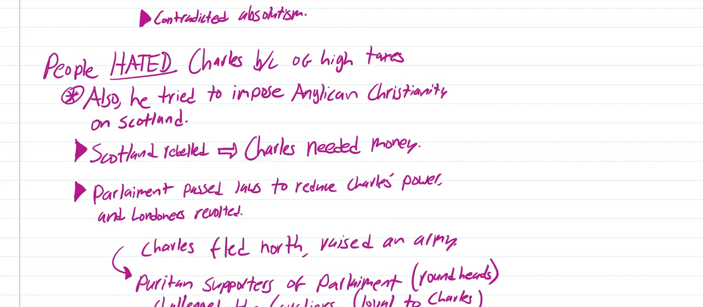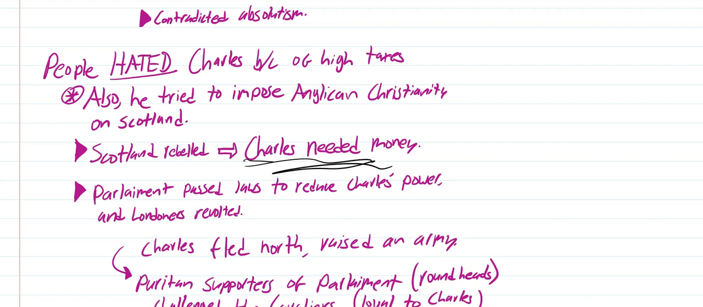Now, he had to tax the mess out of everyone because he couldn't get money from Parliament. So in order to get the money he needed, he decided he was going to impose high taxes instead. In addition to this, he also tried to impose Anglican Christianity or some kind of Anglican rituals on Scotland. He thought that both of his kingdoms should have the same basic religion, and this outraged the Scottish, and they rebelled against him. So Charles needed money.